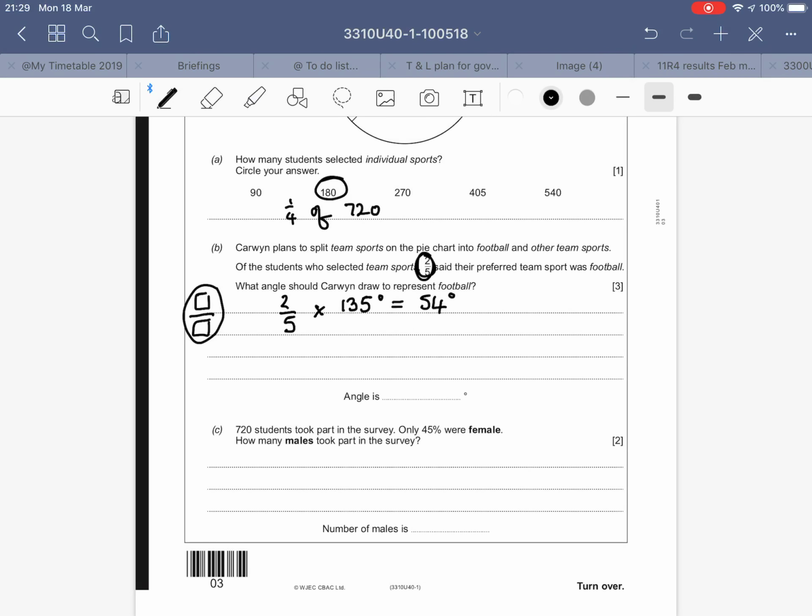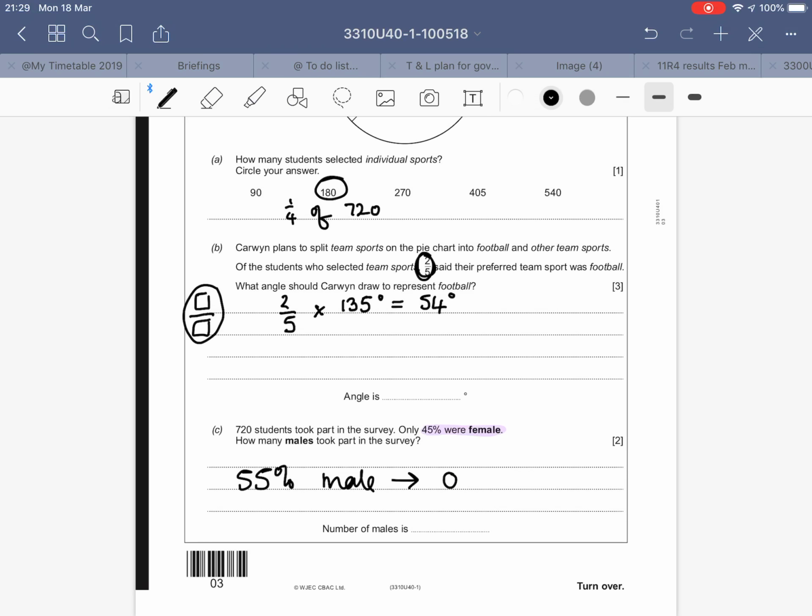Question C. 720 students took part in the survey. Only 45% were female. How many males took part? You've got two options. Work out how many females there are and then take it away from 720, or jump straight into the fact that there would be 55% that were male.